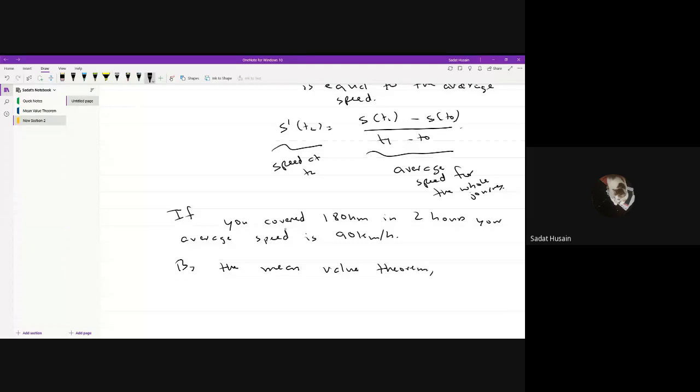Your speedometer must have read 90 kilometers per hour at some point in your journey.